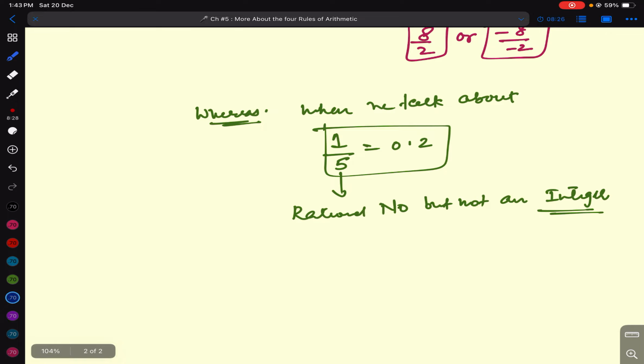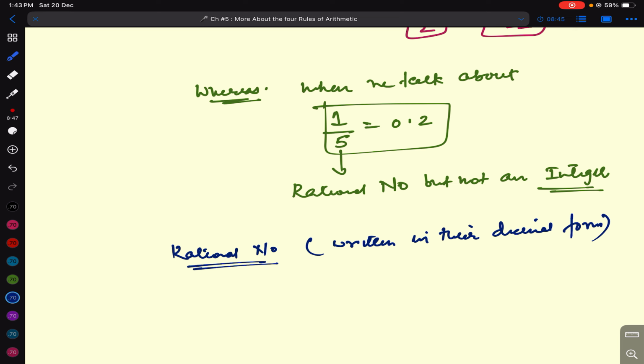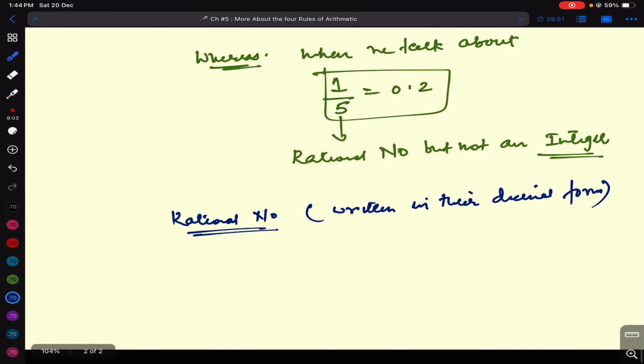Now when we talk about a rational number, there are two different types of rational numbers. I mean, when I say rational numbers, I mean when they are written in their decimal form. Okay, so there is a fraction form as well as a decimal form. So when I'm talking about the rational number here, I'm talking about their respective decimal forms. Okay, now when we talk about rational numbers in a decimal form, it can either be terminating or non-terminating.